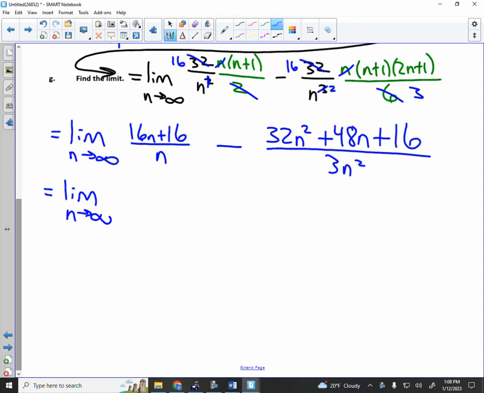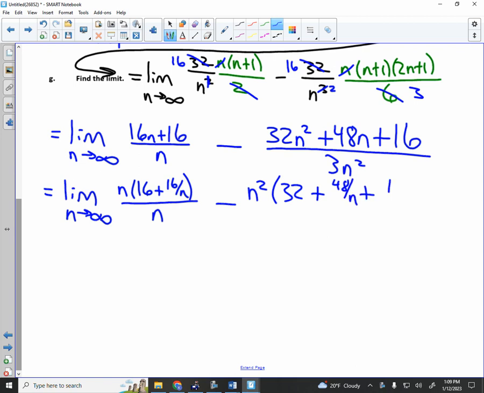Limit as n goes to infinity. What do we factor out of the top? And you're left with 16 plus 16 over n, minus, what do you factor out of here? N squared, you'll have 32 plus 48 over n plus 16 over n squared, over 3n squared. So what do you want to do?